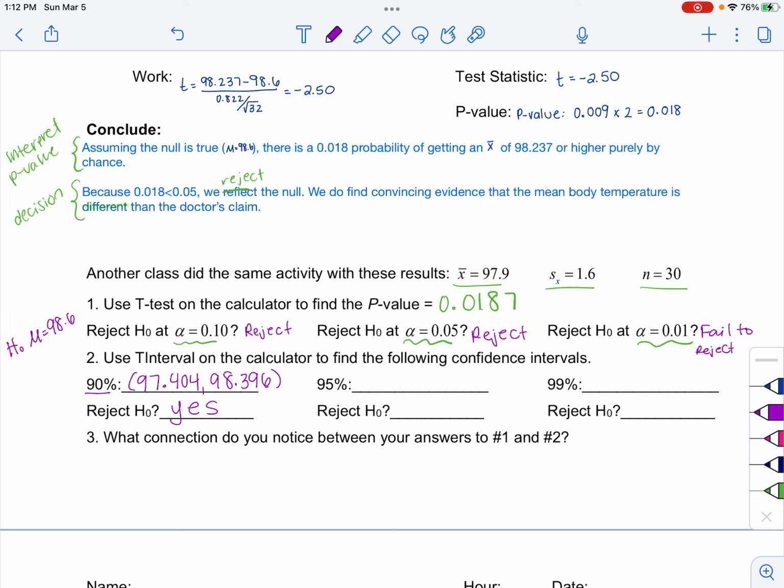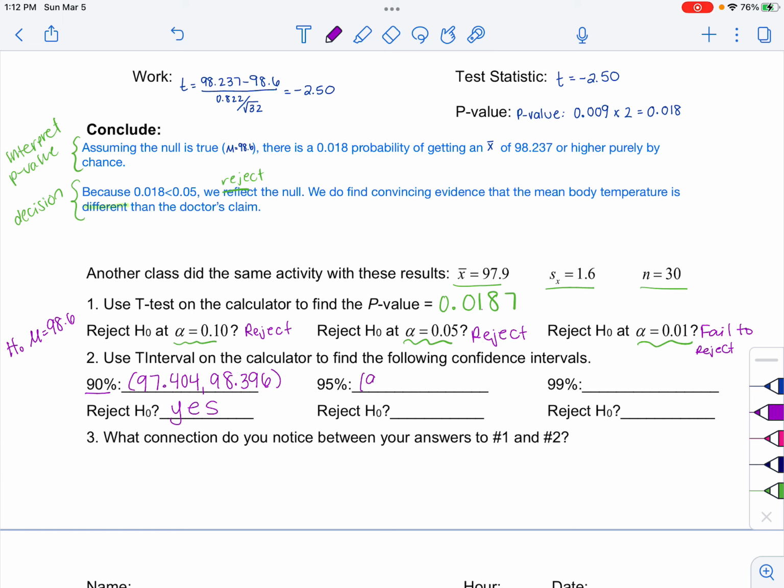Let's try 95%. So in my calculator, I'm going to go back to stat, over to tests, and down to option 8, T interval. I'm going to leave everything the same except for my confidence level. I'm going to change to 0.95 and calculate.